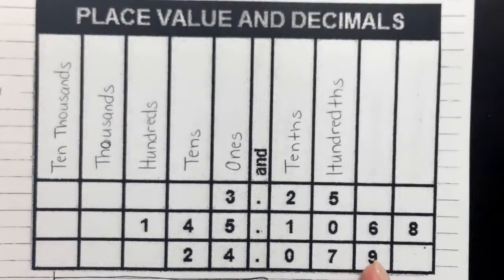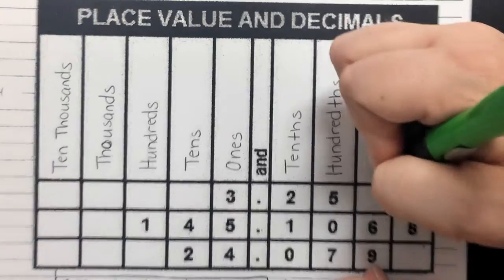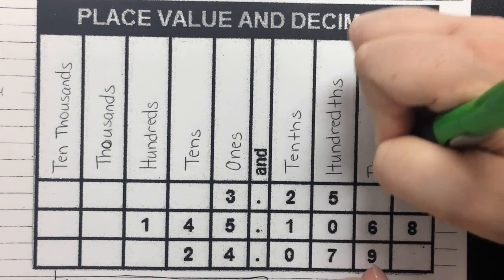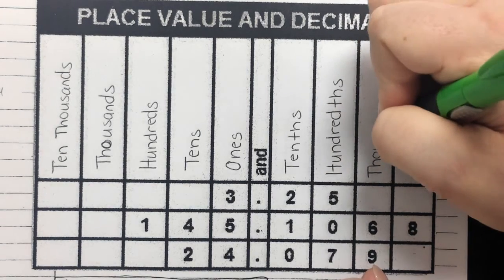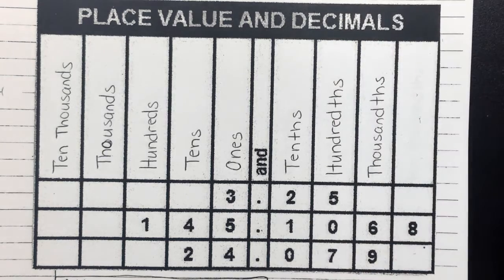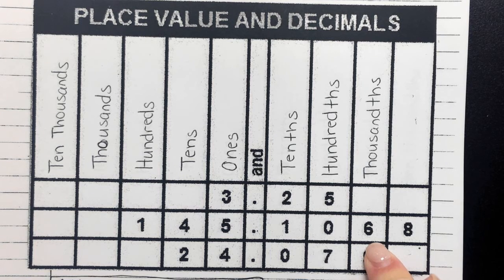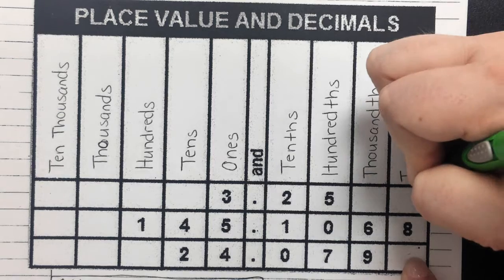All right, what's the location for the 6 and the 9, Connor? Thousandths. All right, and that 9, the value would be 0.009. The 6 would be 0.006. All right, the 8. What's that location going to be? Brianna? 10,000ths.